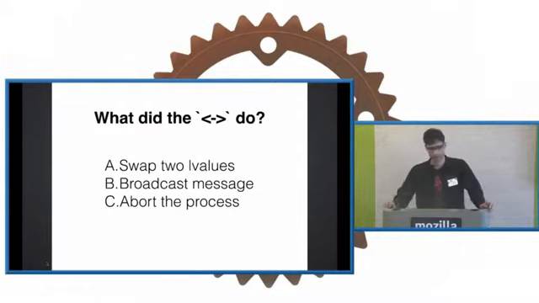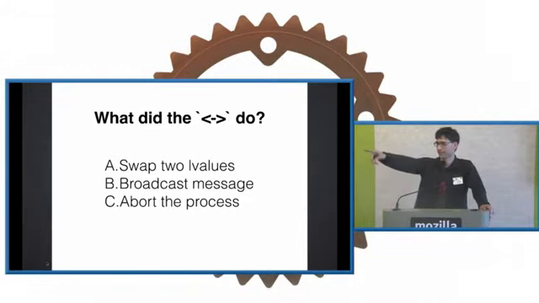All right, next question. What did this operator do? Did it swap two L values, or the contents of two L values, I guess I should say, broadcast messages to many processes, or abort the entire process altogether? Yes, it was swapping two values.